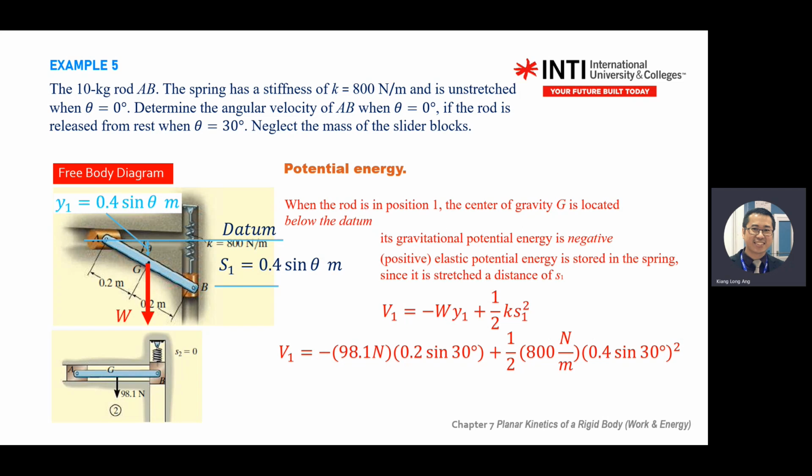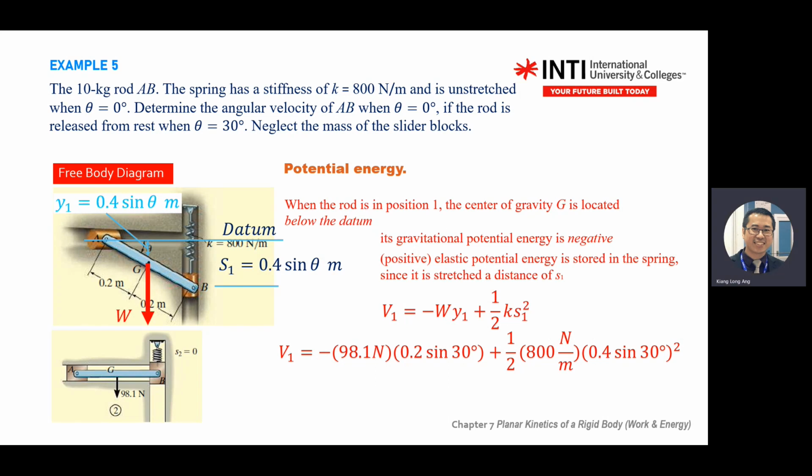So just need to remember here is 0.2. Sorry, typo error in my slides. Y1 should be 0.2, not 0.4. Y1 equals 0.2 sine theta, because you take from here and here. There's a typo error on my slides. Then this one is mgh plus half k, where k is given.